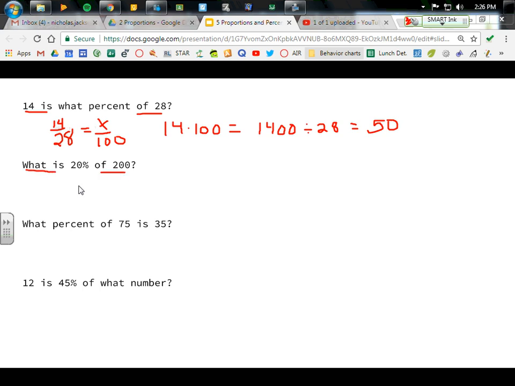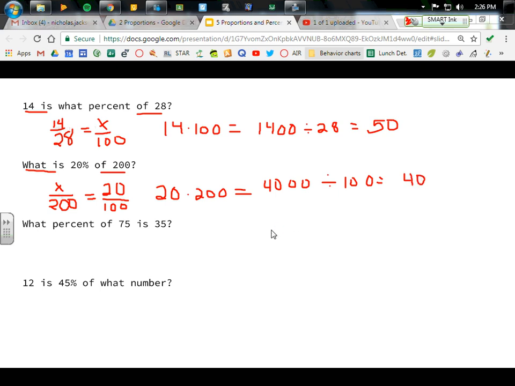Down here, what is 20% of 200? We're looking for the part, the smaller part of 200 that we're working with. So x over 200 equals 20 over 100. Cross multiply: 20 times 200 is going to give you 4,000. Then you divide by 100, and you're going to get 40. 40 is 20% of 200.